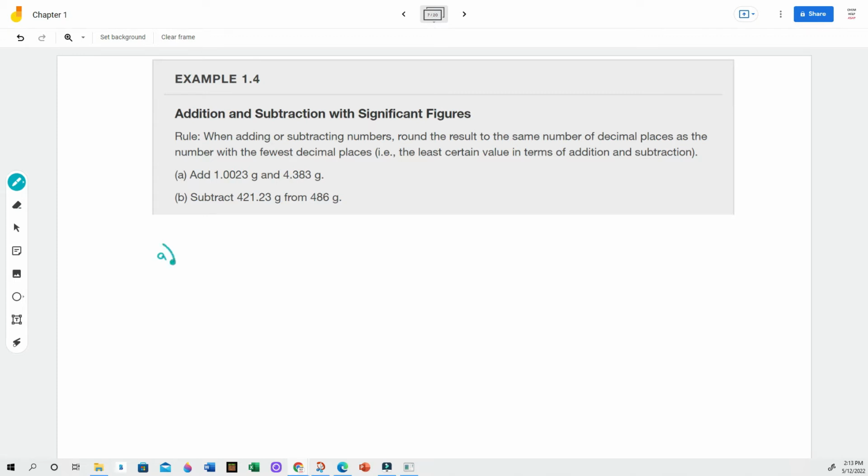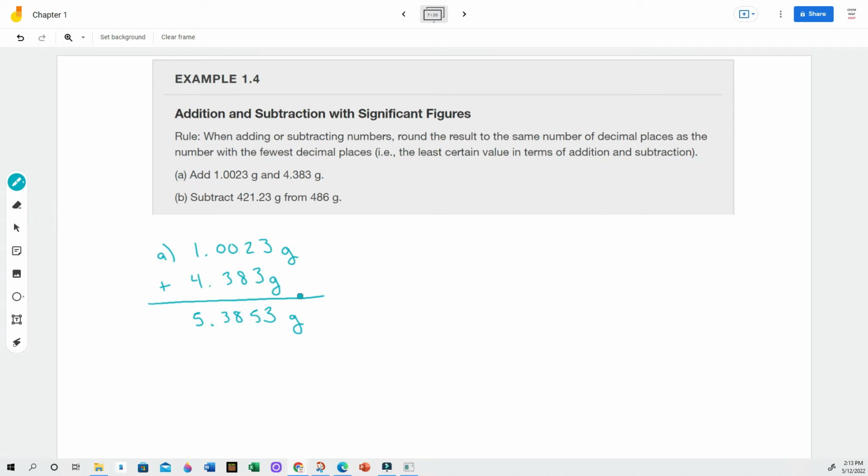For part A, I find it easiest to put my numbers, if I can, one on top of the other. Sometimes you can do this and sometimes you can't. Oops, I forgot my grams there. So we are going to add these two numbers. Let's go ahead and just add them, and then we will round to the correct number of significant figures. So if I just add these two together, I get 5.3853. And that is grams.